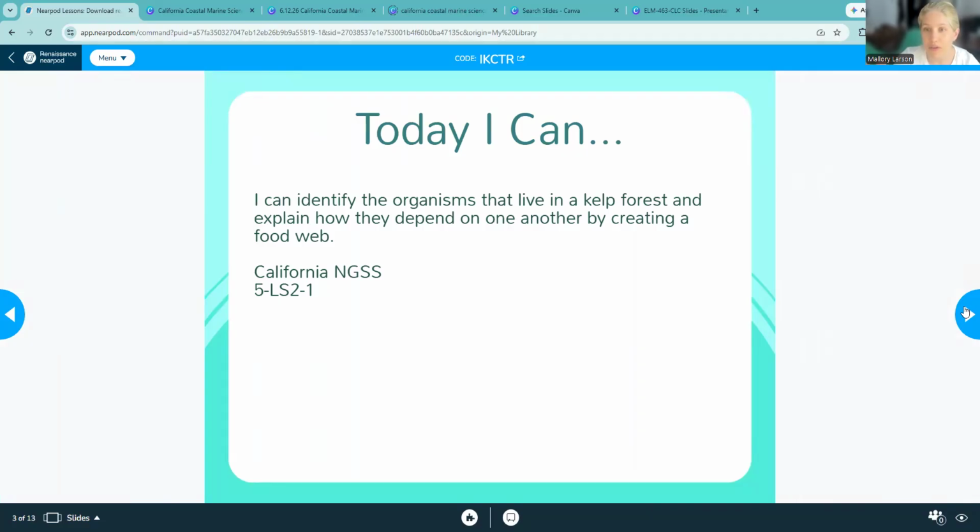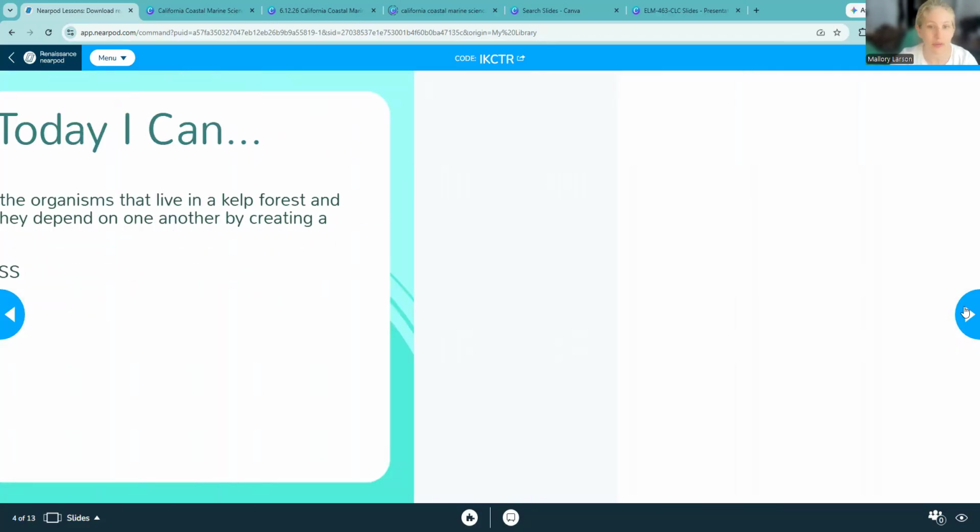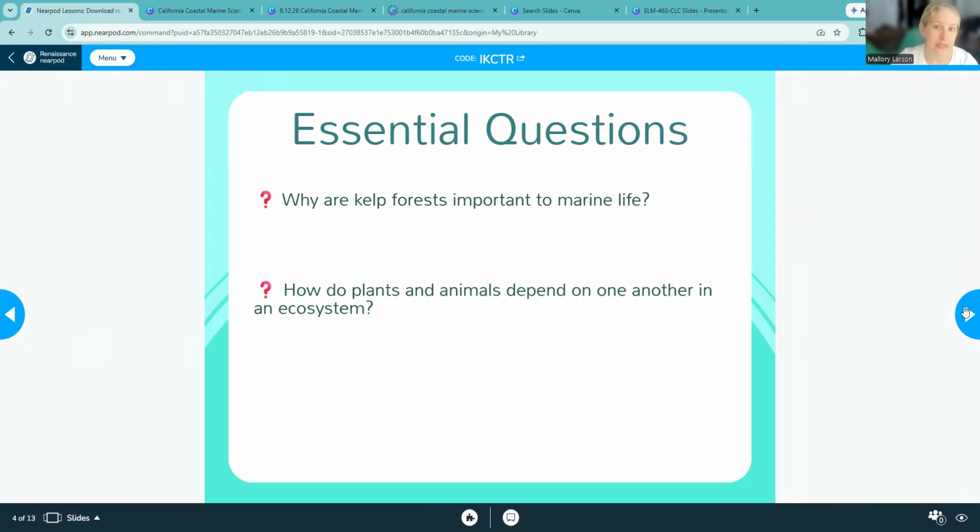So their goal is to identify a food web and be able to create their own food web. My essential questions for this lesson are: why is our kelp forest ecosystem important to our local marine life? And how do plants and animals depend on one another in their ecosystems?